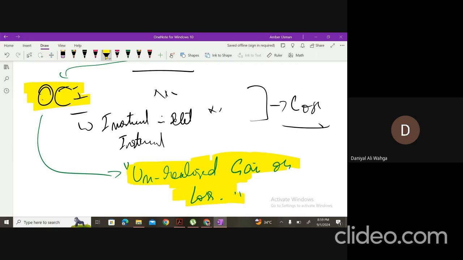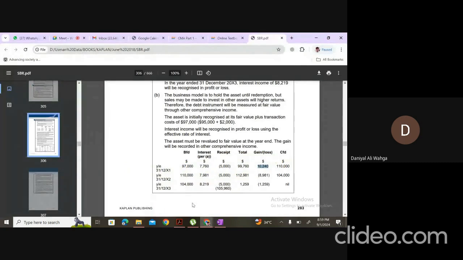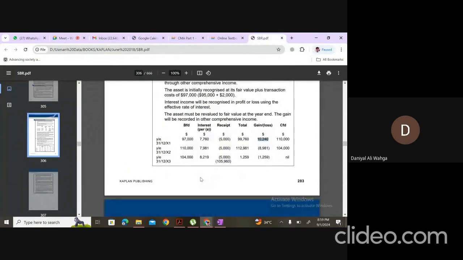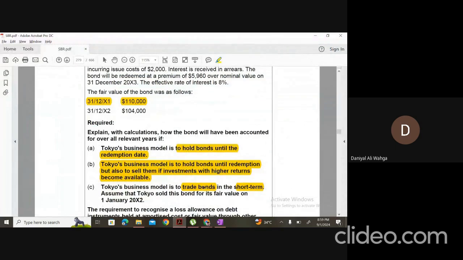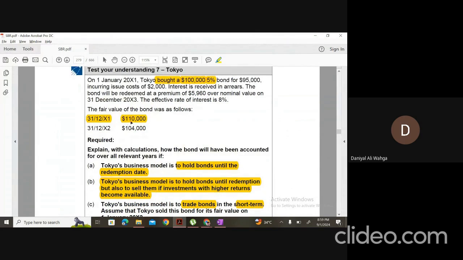The book predicts it as an unrealized gain or loss. Okay, so you need to understand that. What is the third requirement? The third requirement is very simple. The bonds are available for trade and they're available to be sold in the short term. So any gain and loss will be taken to the statement of profit and loss.